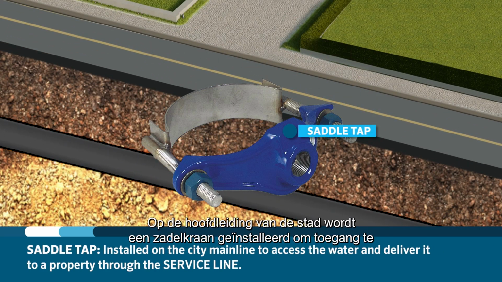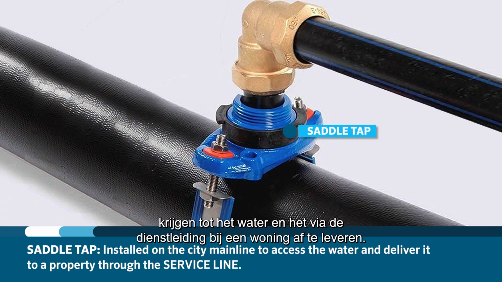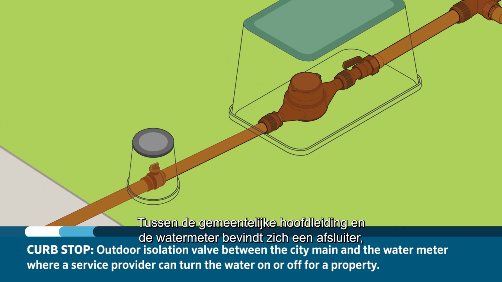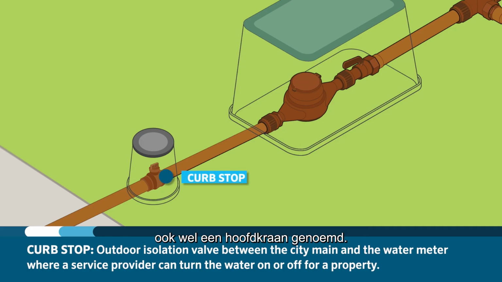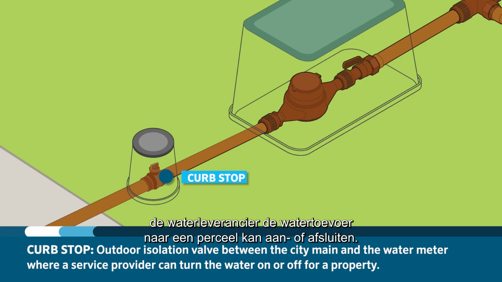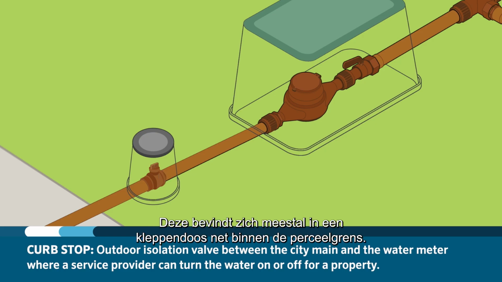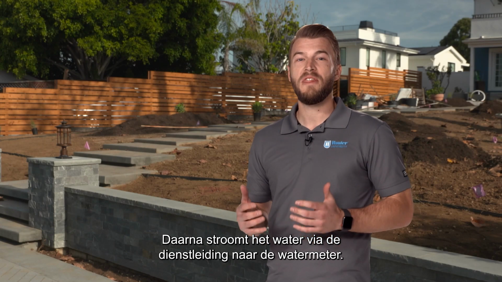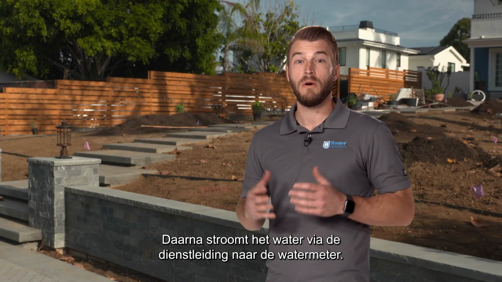A saddle tap is installed on the city main line to access the water and deliver it to a property through the service line. Between the city main and the water meter, you may find a curb stop. A curb stop is an outdoor isolation valve where the water provider can turn water on or off for a property. This is usually found in a valve box just inside the property line. In cold weather climates, this valve is deep in the ground below the frost line. The water then passes through the service line to a water meter.